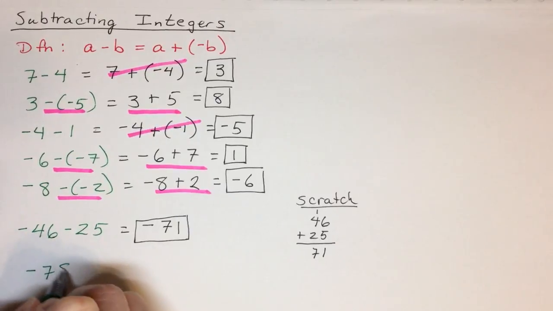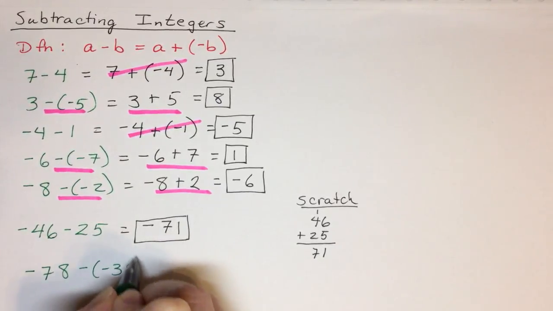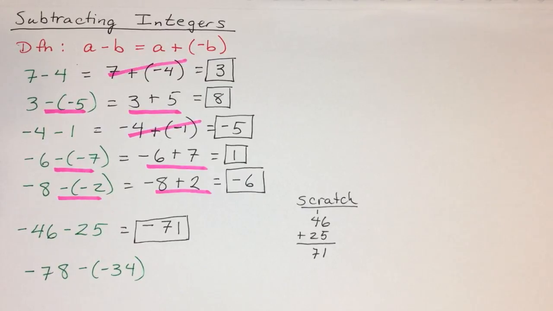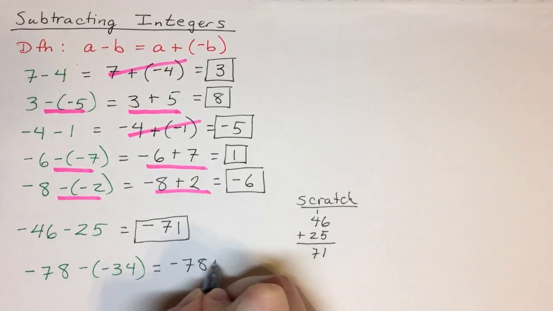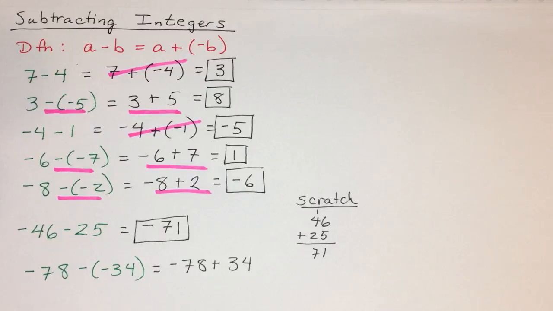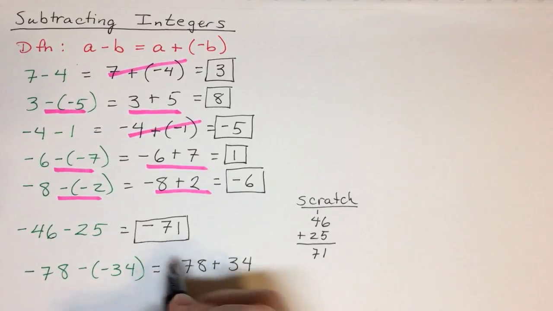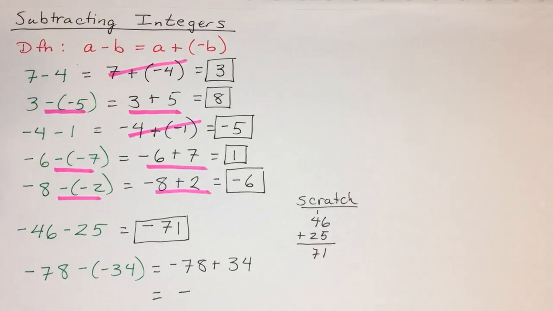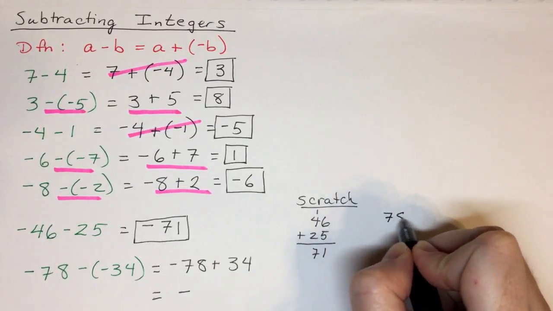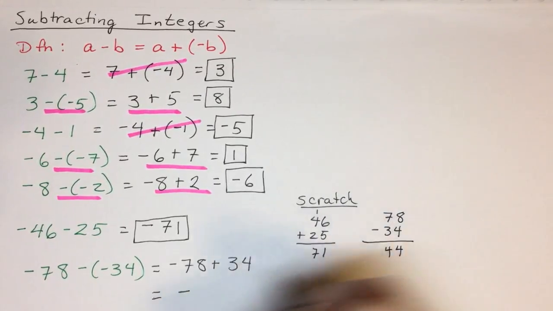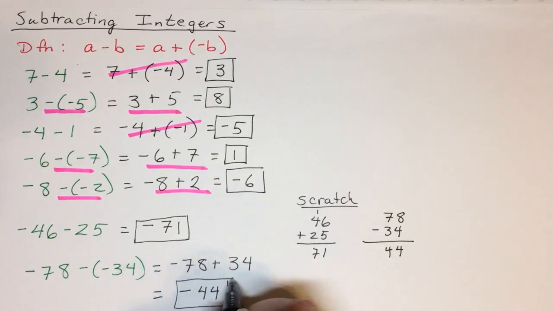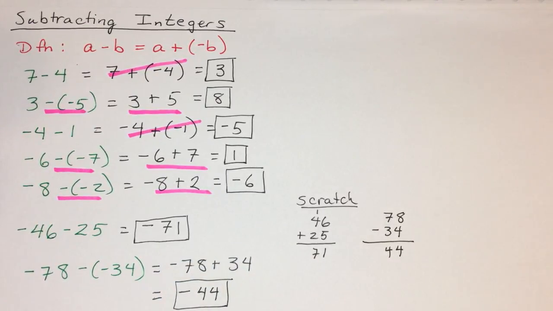If I have negative 78 minus negative 34, well, does this one need to be rewritten? Double negative, I've got parentheses, so yes, I do need to rewrite this. This will be negative 78 minus a negative is plus 34. I owe 78, I have 34. I'm going to still owe, I'll be in debt, my answer is going to be negative, but I'm going to be less in debt. So 78 minus 34. Negative 44. Still in debt, but less so.